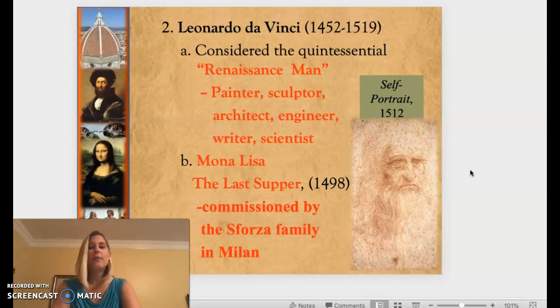But go ahead and jot down that The Last Supper was commissioned by the Sforza family in Milan. So we know that they served as a patron to da Vinci. They're going to hire him to do a lot of work for them in Milan. So that would be a good example, if I ask you, of a patron for da Vinci. It would be the Sforza family.